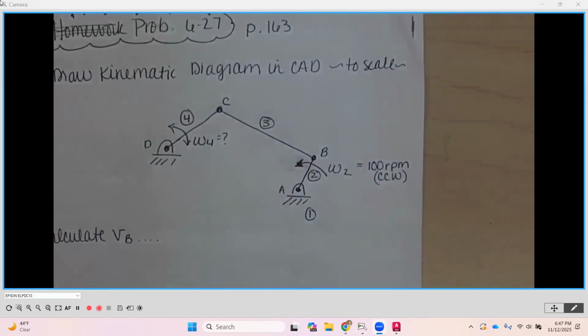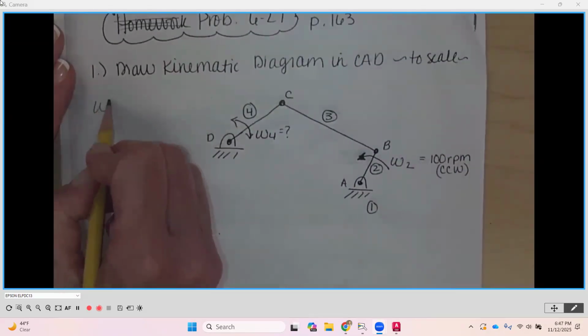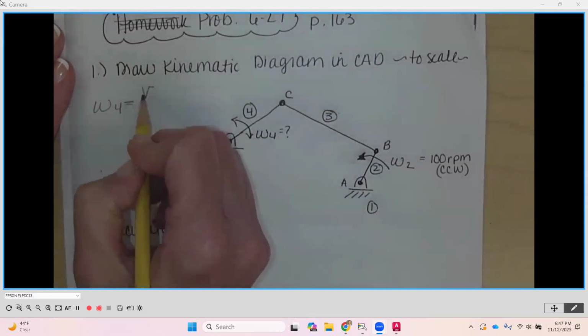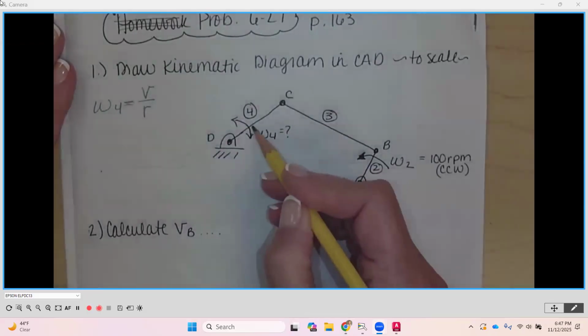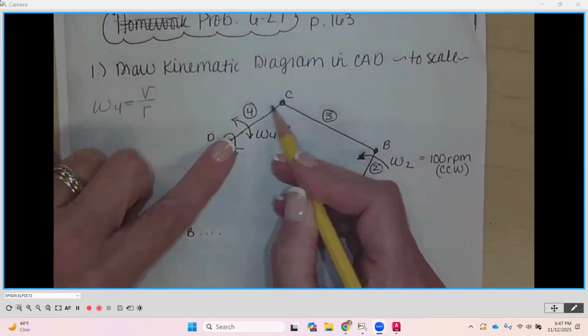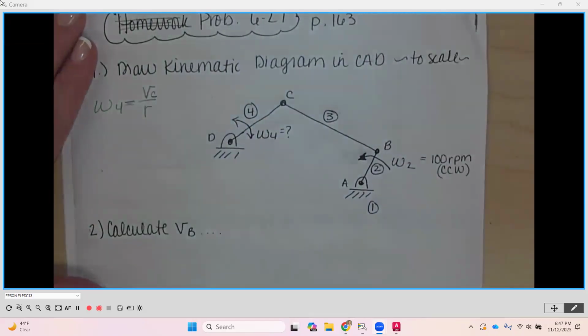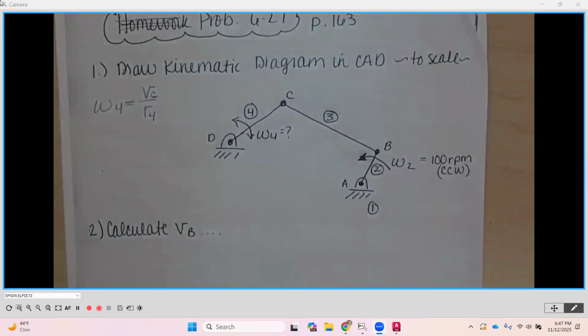Okay, W4. Now, to calculate an angular velocity, I'm going to kind of go backwards with this. W4 is going to be equal to a straight line velocity divided by a radius. Since C is on the endpoint of link number 4, we're going to use the velocity of C divided by the radius, or that distance 4, the length of that link. And we would get that from the illustration in the book.